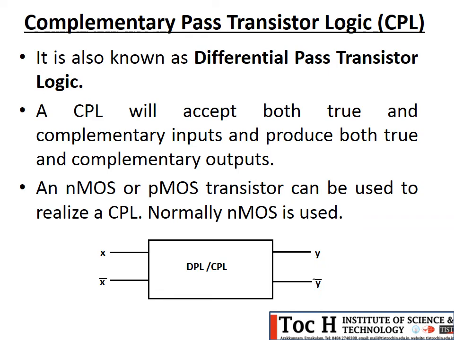Next comes, till now we have learned the basic pass transistor logic. Next comes another pass transistor logic known as complementary pass transistor logic or differential pass transistor logic. So the basic building block for a differential PTL or CPL is the NMOS transistor itself. So in the following slides we will use the NMOS transistor to define a DPL or CPL. A CPL will accept both true and complementary inputs, and it will output both true and complementary outputs. That is a specialty of complementary pass transistor logic.